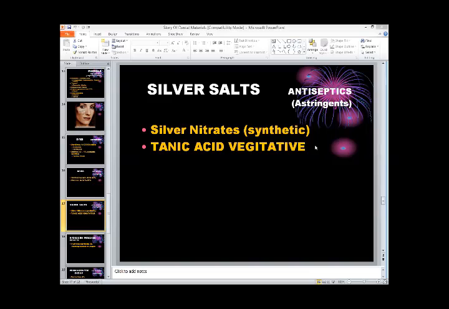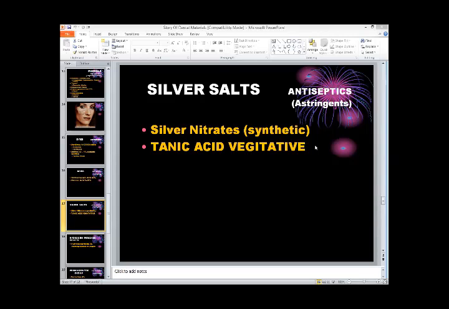Astringents are those compounds which kill the bacteria. They coagulate, they precipitate, or they oxidize or deoxidize. Antiseptics have their properties. There are different ways of killing the bacteria. Some antiseptics coagulate. Some antiseptics precipitate.